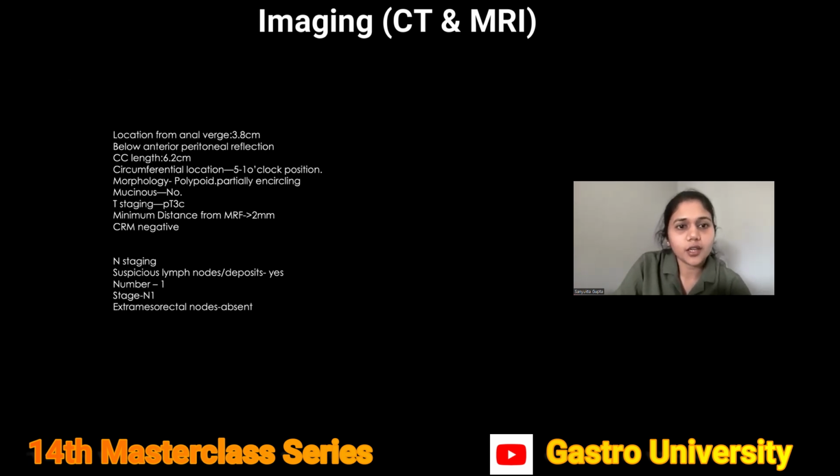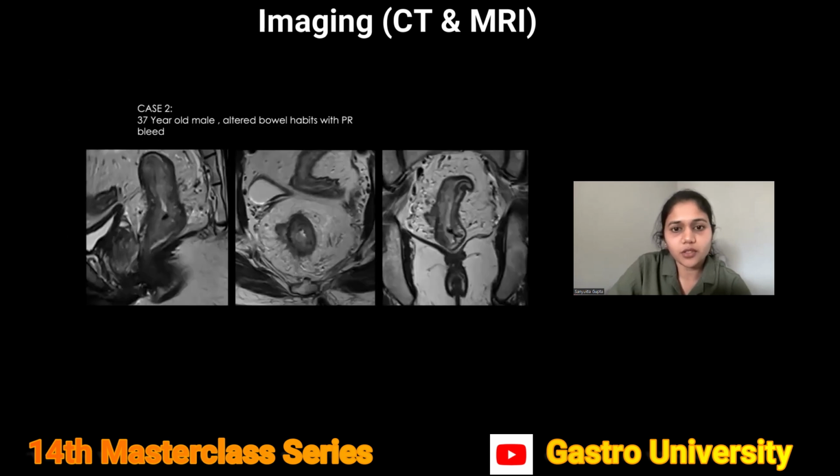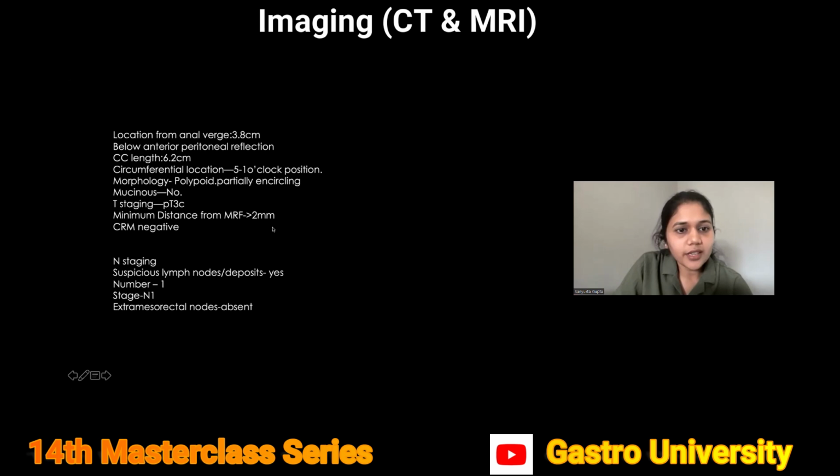The craniocaudal length, the circumferential location, morphology, whether a mucinous component is present or not, the T staging, and the minimum distance from the MRF. Now, this is very important: to identify the MRF as the thin hypointense line and to give a minimum distance from the MRF. So it becomes a CRM negative because the minimum distance is more than 2 mm. So if there is a 1 to 2 mm distance, it becomes a threatened MRF, and less than 1 mm, it becomes involved MRF. Nodal staging, there was one suspicious lymph node.